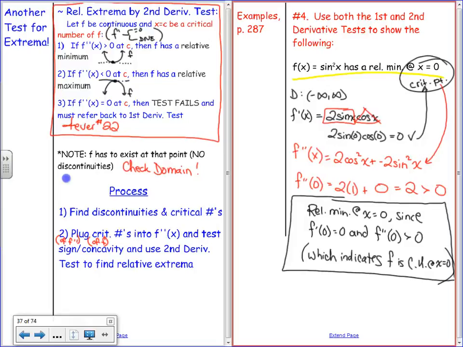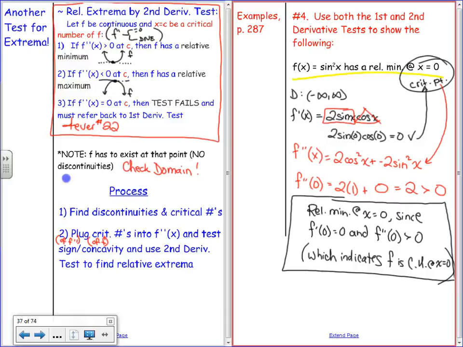Yes. How? He's a critical point. He's a horizontal tangent or an undefined. The domain is all real numbers. Don't have to worry about discontinuities. My second derivative is positive. He's concave up with a cup at a horizontal. He's a relative min.